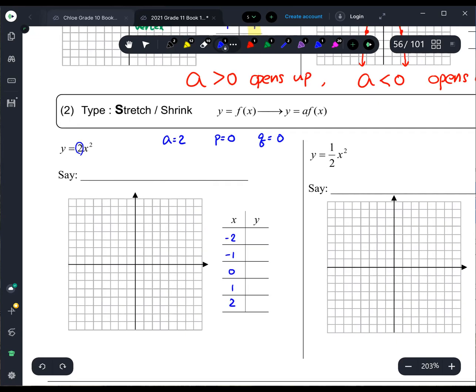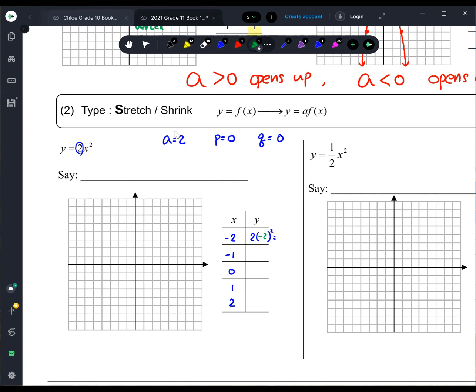So just like before, please plug all the x values into the function. So for example, the first one, it will be 2 times x squared, and the number that you plug in is -2. So find the answer for each of the y values and raise your hand. Follow the order of operations: exponent first, and then multiply.